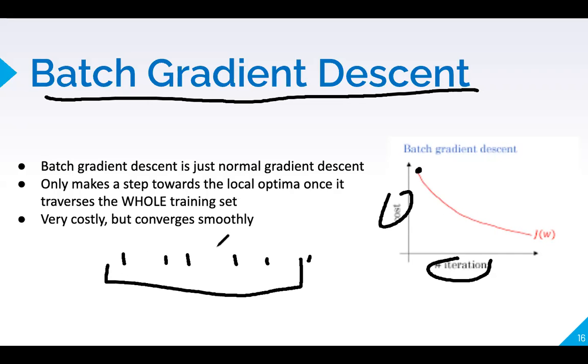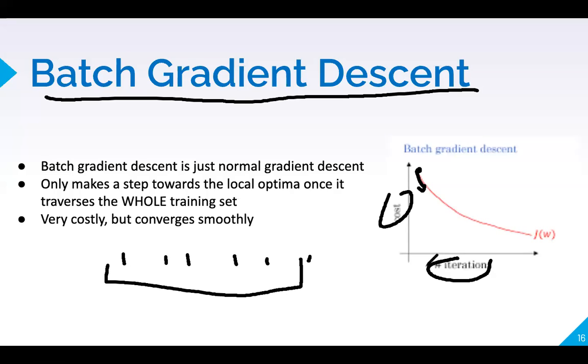It goes over each of these training examples and tries to minimize the cost function for the whole training set in general. It adds up all of the individual cost functions from each of the data points in the training set, determines an overall cost function of the training set, and then tries to minimize that. Only once it has gone over the whole training set will gradient descent move in the right direction, downwards. And some of you can probably already see the disadvantage of this.